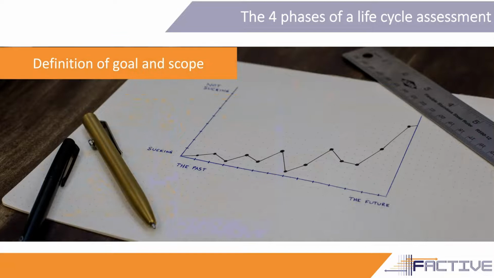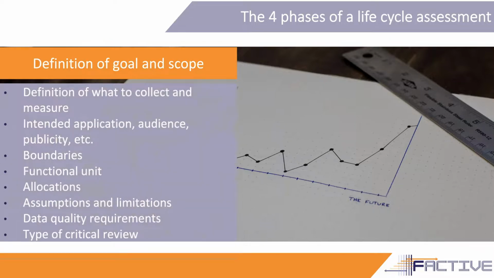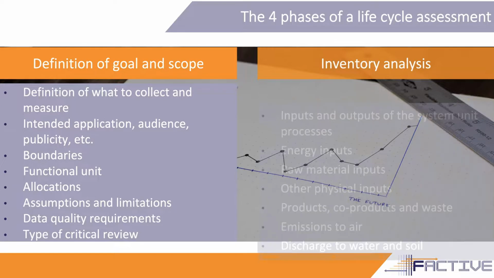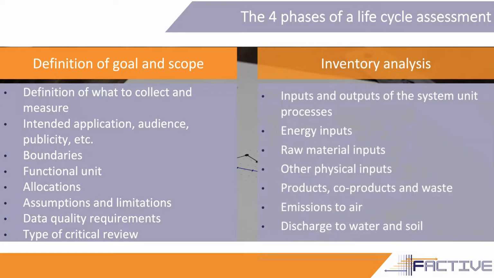In phase 1 of the life cycle assessment, we express the goal of the analysis. That is done by defining various elements like what to collect, the application and audience, the limitations, etc. Phase 2 is the inventory analysis, where a series of inputs are specified, like raw materials, emissions, energy, etc.